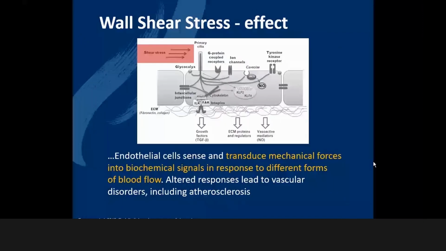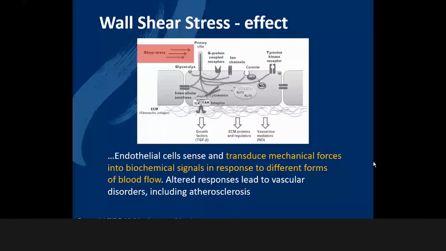The effect of the wall shear stress is also, like we saw in the drug elution slide, that these mechanical forces transduce into biochemical signals, and therefore the cell responds to this flow, and that explains why changes in the wall shear stress via, for instance, swirling flow alter the cell signaling.